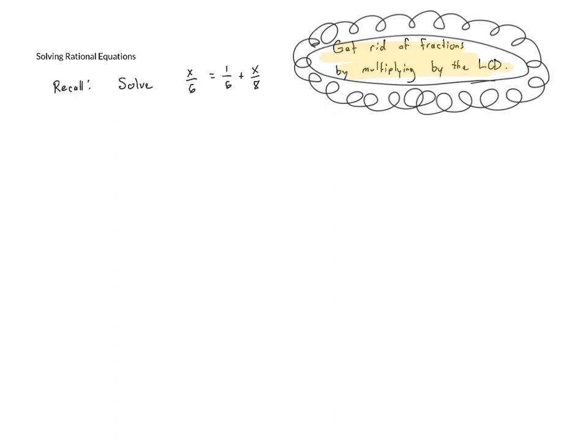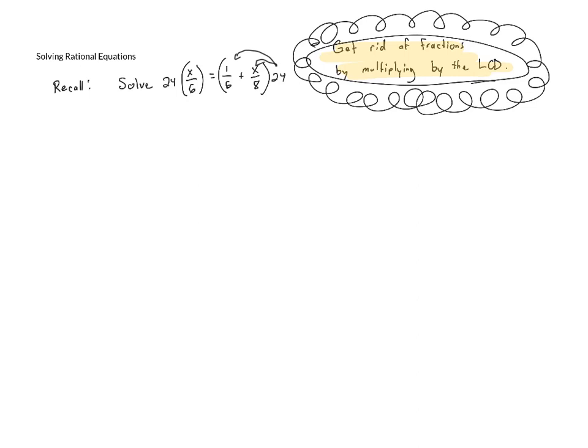Now, in this problem, the denominators are 6 and 8, and the least common denominator there is going to be 24. So what we're going to do is multiply both sides by 24. Remember that we do this by putting parentheses around each side and writing 24 on the outside. And the reason we need to do that is so that we make sure we actually distribute that 24.